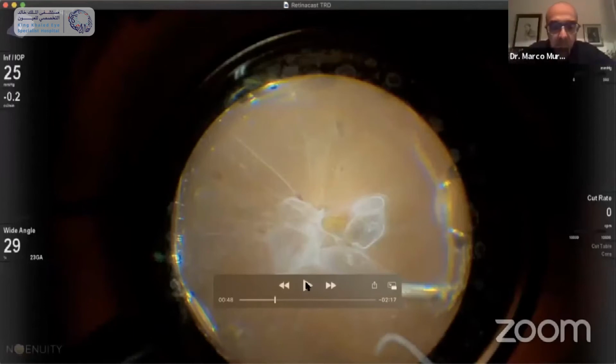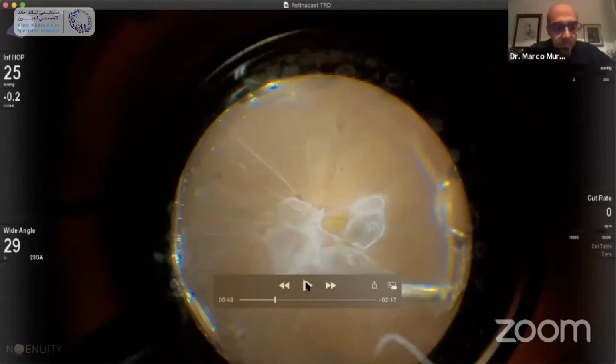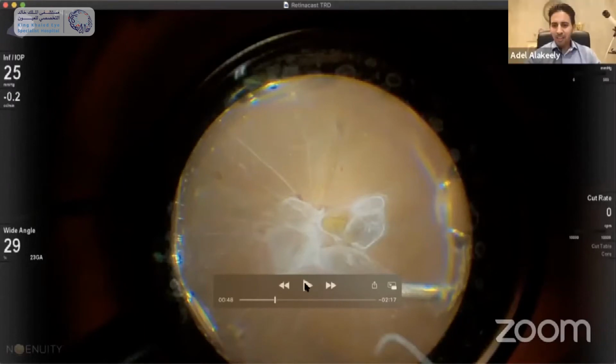So I don't usually change the settings. The settings are fixed on the machine. I use the foot pedal to control the vacuum. The cutting is at the highest on the machine, which is now 750. So 650, I think, sorry? And the vacuum is the maximum, my understanding, yeah, right? The vacuum is 500 to 600. So you're not a big fan of the shaving versus core vitrectomy principles that we hear.